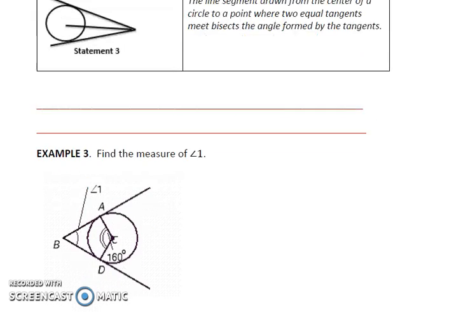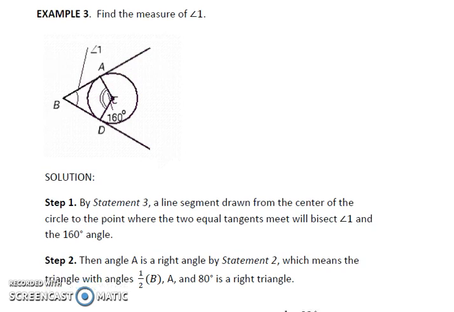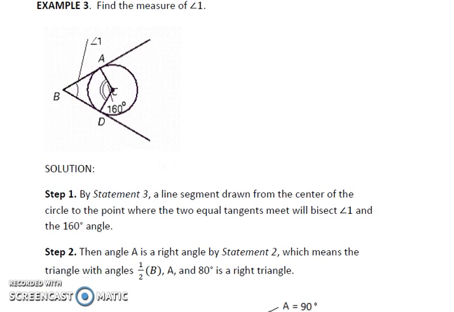We're going to use these three statements for example 3. Example 3 says, find the measure of angle 1. We want to know what this angle is if we have these two lines that are tangent to the circle, these line segments that are the radius of the circle, and we know that this angle here is 160 degrees. What is this angle? There's multiple ways we could find it. We're going to use the three statements from above.